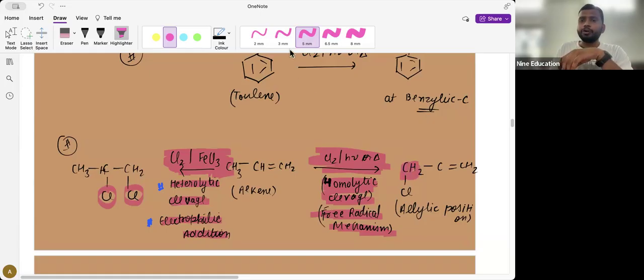I will give you 2 minutes to write this reaction in your notebook. Very important. Write it down. If you have any question, you can write in the chat.